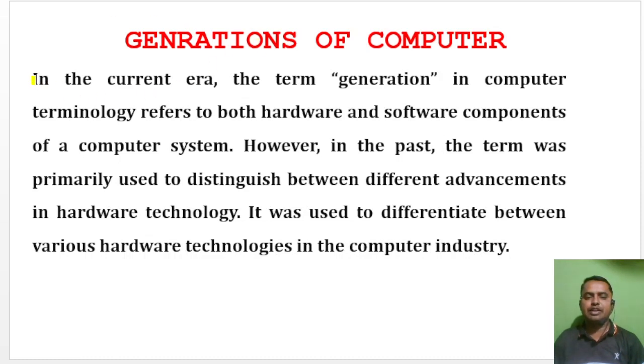In the current era, the term generation in computer terminology refers to both hardware and software components. Let us try to understand: in the current era, the term generation refers to both hardware and software components. So computer generation means the generation depends on the technology of the computer. It depends on the hardware parts of the computer and also on the software components of a computer system.